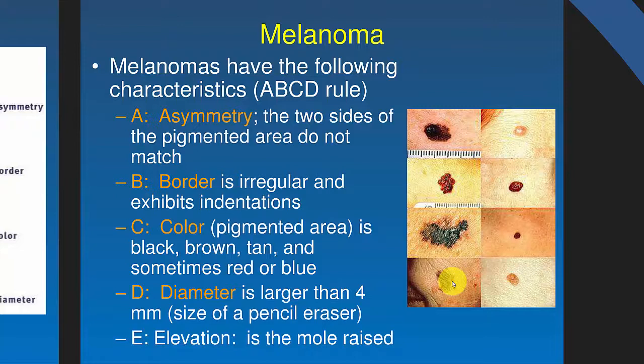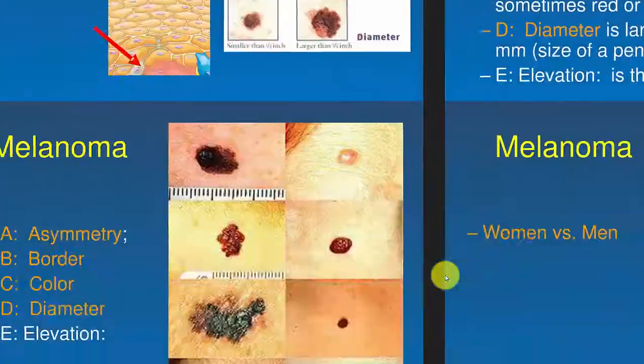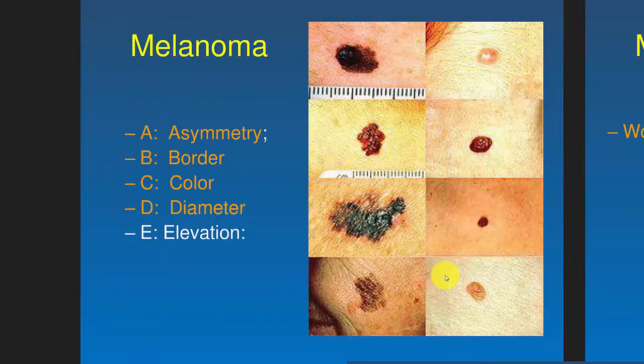Another one, some people say elevation, but this one is not really a good one because all moles will elevate over time. But other people say E is for evolution, so you see it changing or evolving over time. So those are the A, B, C, D, E's of skin cancer. And if you're a student of mine and you have a tanning tag on your keys, I'll always ask you, what are the A, B, C, D, E's of skin cancer? So again, asymmetry, border, color, diameter, and elevation or evolution.